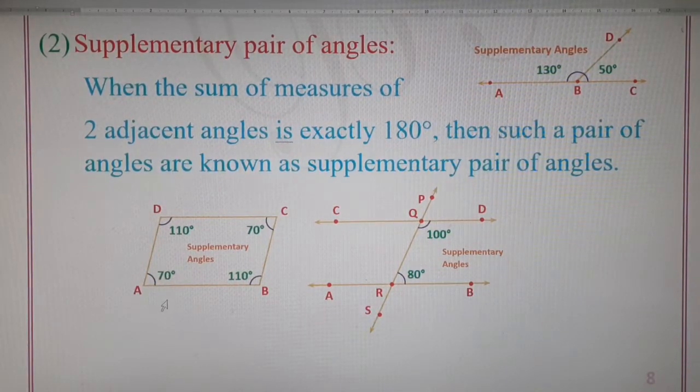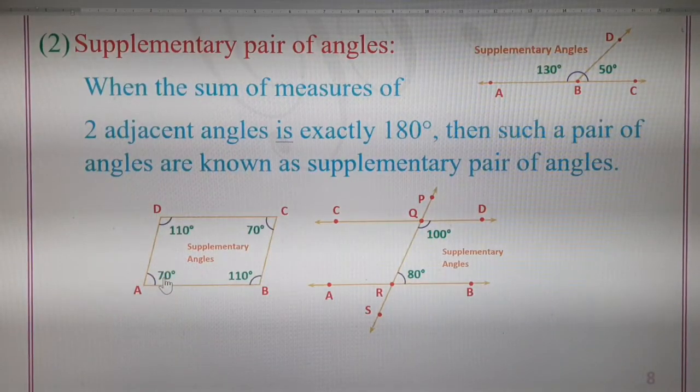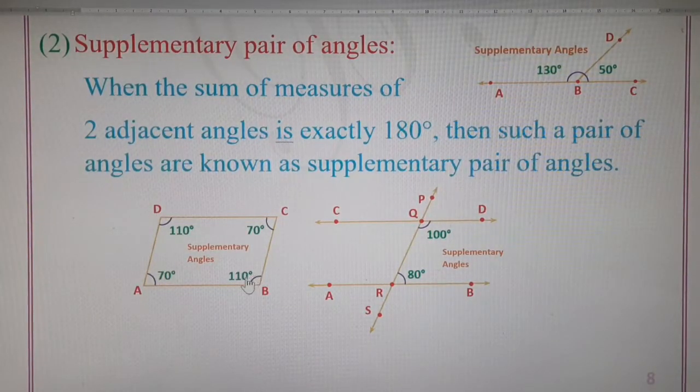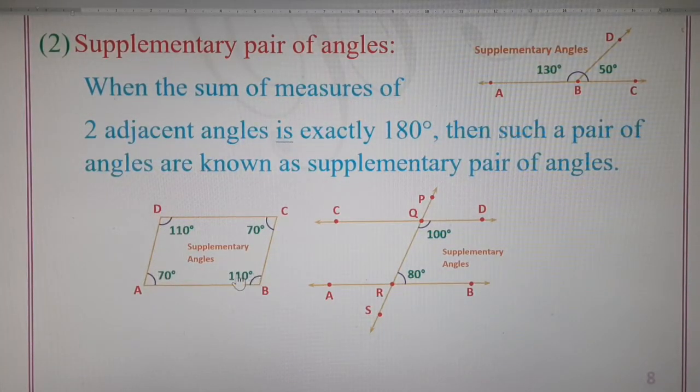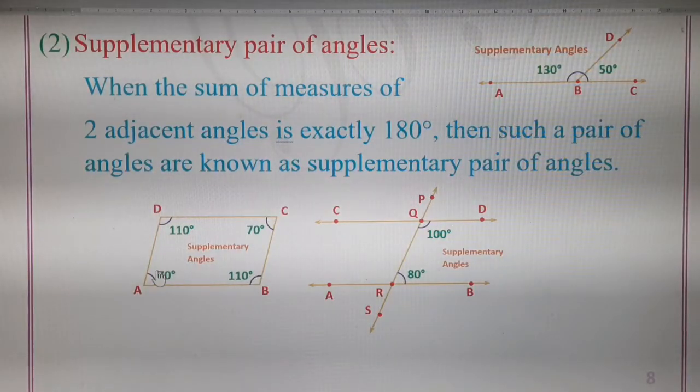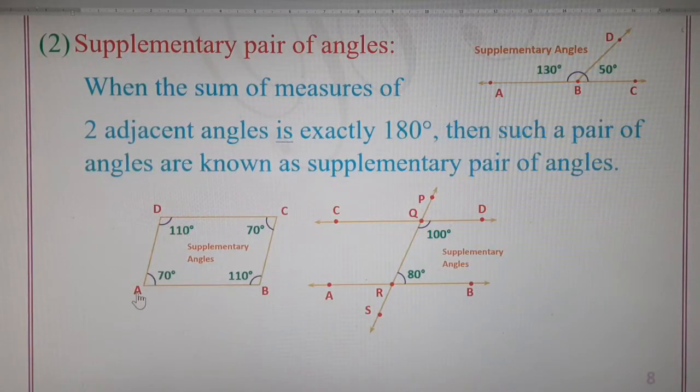Similarly, in this next diagram, if we see a parallelogram is given, parallelogram ABCD is given, and angle A and angle B are adjacent angles, they are neighboring angles. In a parallelogram, the neighboring angles have a sum of measures of exactly 180 degree. So in a parallelogram, the property we have to remember is the sum of measures of the neighboring angles will be always 180 degree in a parallelogram. In a parallelogram, we have to remember this special property that the sum of measures of two neighboring angles will be 180 degree.